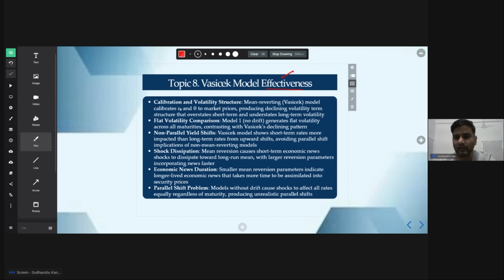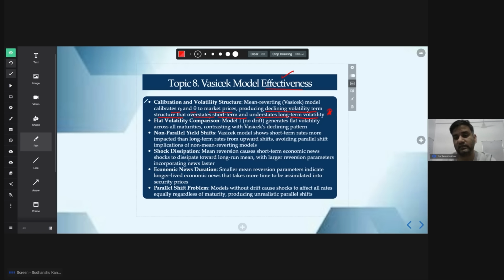The key points on effectiveness which we need to keep in mind are calibration and volatility structure. What do you mean by calibration and volatility structure, guys? It means that Vasicek calibrates your R naught and theta. R naught is your starting point, theta is your long run rate, to your market data, market prices. It produces a declining volatility term structure, which you saw in one of the earlier models also. And when it produces a declining volatility term structure, it overstates your short term and understates your long term volatility. Very, very important.